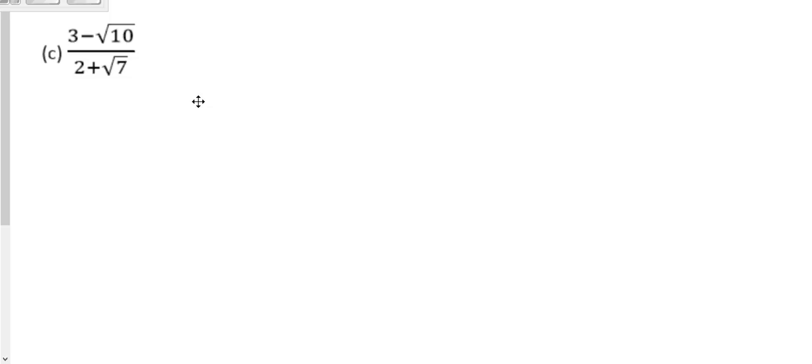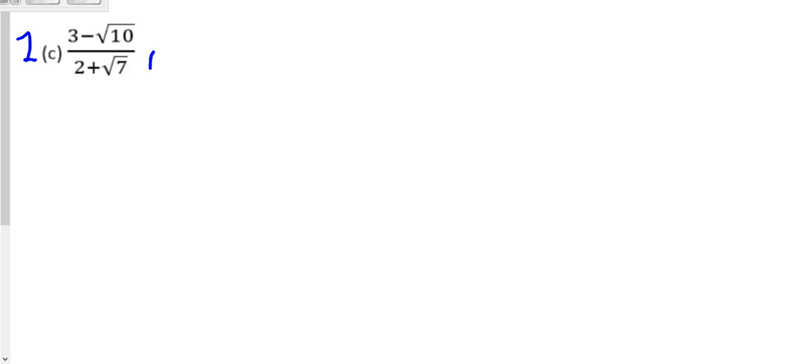We will continue the review by looking at number 1, letter C. For this problem, we need to simplify completely. We have a fraction. When we need to simplify a fraction, we look at the bottom and we know we need to get rid of the square root. Right now, this square root is added to 2.